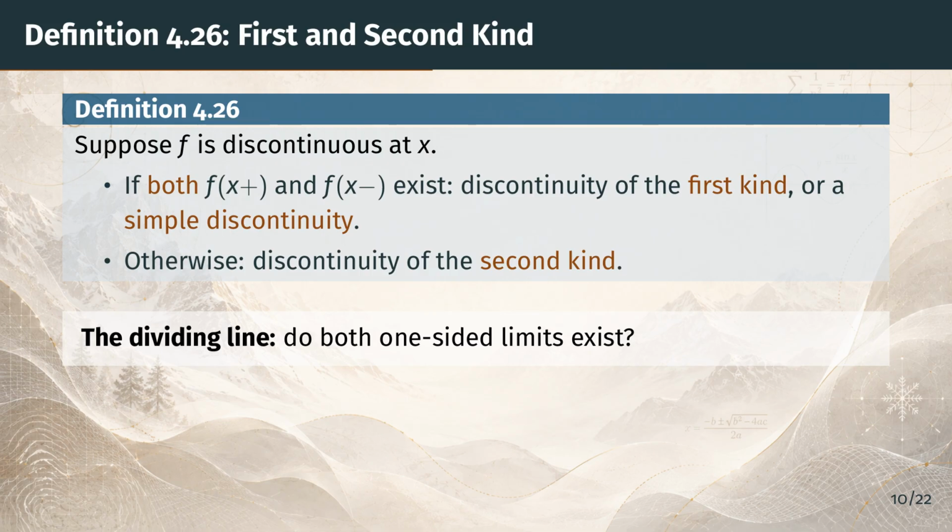Now the central definition of the section. Suppose f is discontinuous at a point x. We split into two cases based on a single question. Do both one-sided limits exist?